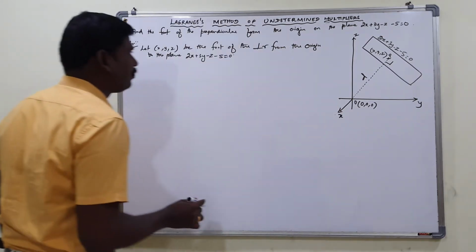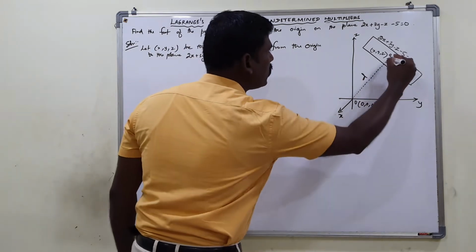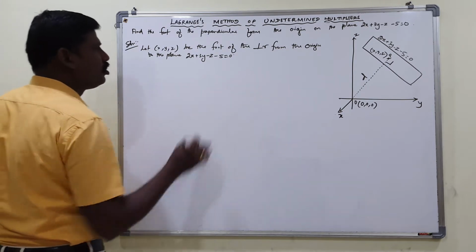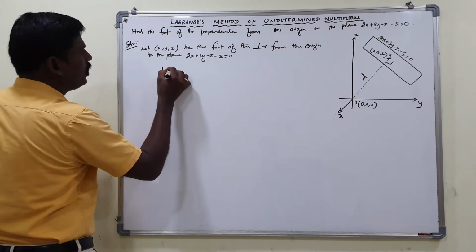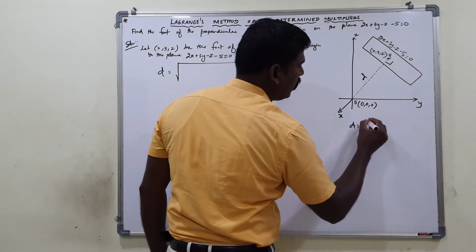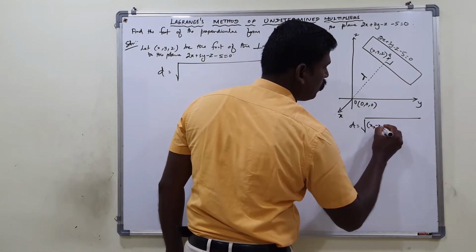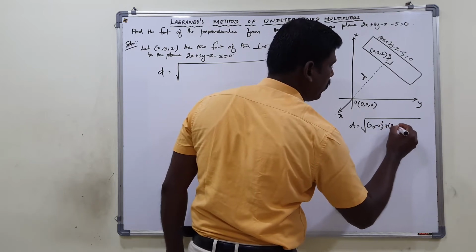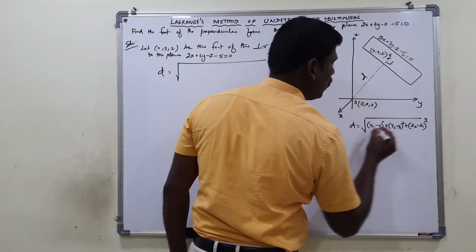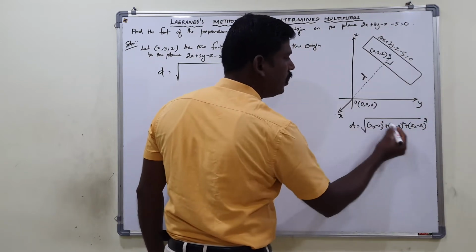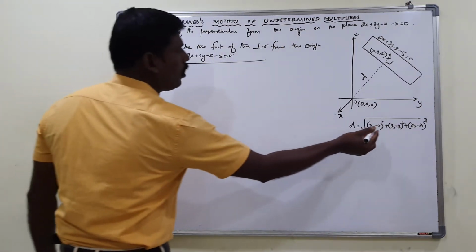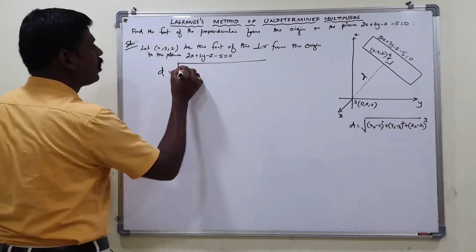I am taking the distance between the point P and the origin as d. So d is called the shortest distance. What is the formula to find the distance between two points in three dimensions? d is equal to the square root of x2 minus x1 the whole square plus y2 minus y1 the whole square plus z2 minus z1 the whole square. Here x2, y2, z2 are x, y, z, and x1, y1, z1 are 0, 0, 0, the origin.